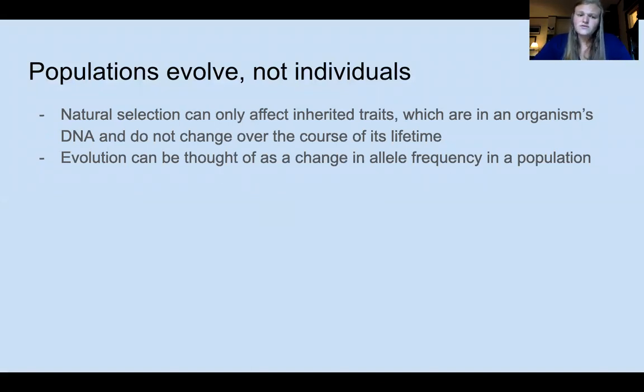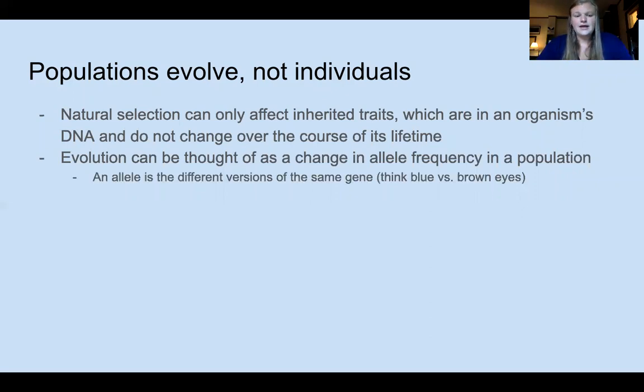We can think of evolution as a change in allele frequency. An allele is a different version of the same gene. If I think about how I have hazel eyes and my dad has brown eyes, those are different versions of the eye color gene, and so they're different alleles. That's the variation that we're talking about. And so evolution can be thought of as how that variation, and the percent of people that have one version versus the other, changes over time. And the way to say that is the change in allele frequency.